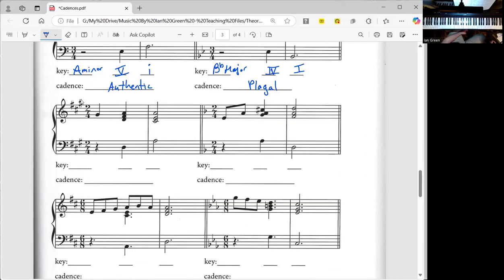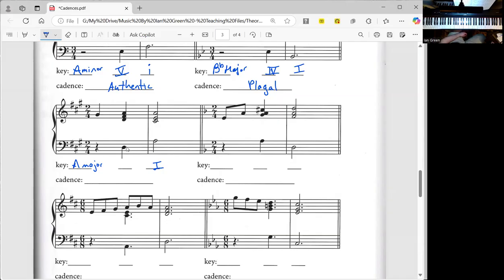We now have 3 sharps, so we want to think of either A major or its relative minor, F sharp minor. Now the notes we have are D and A, so we know it can't be F sharp minor. It has to be A major. And then we can see here the tonic is the second chord of this progression or this cadence.